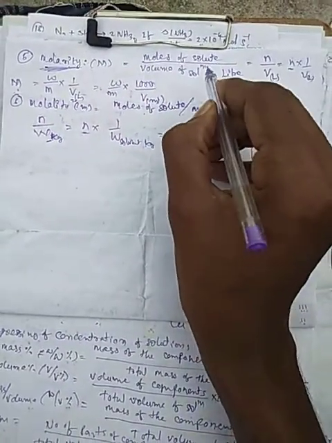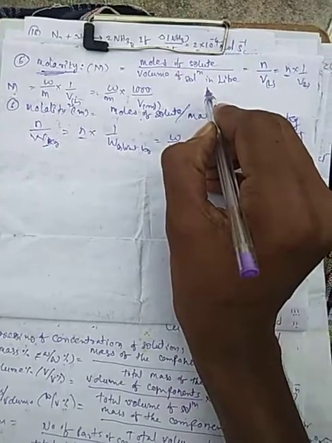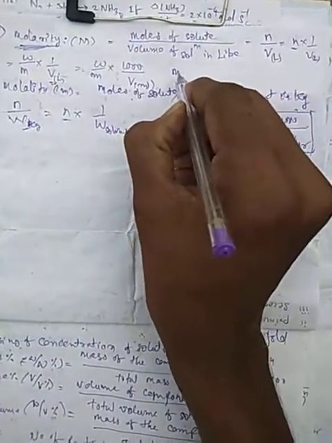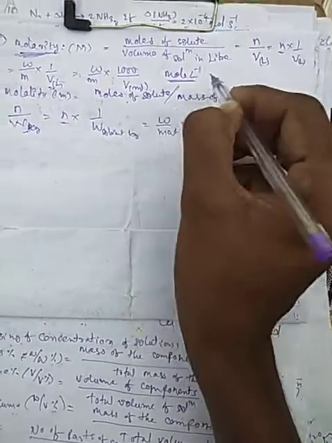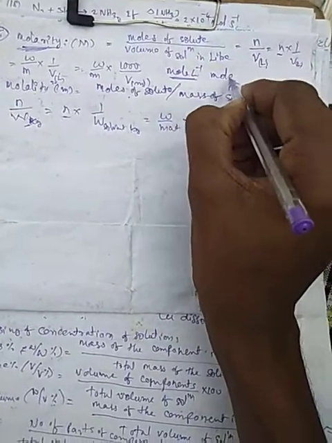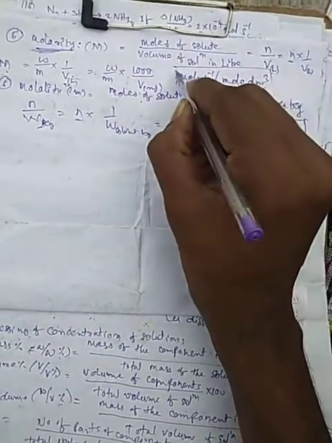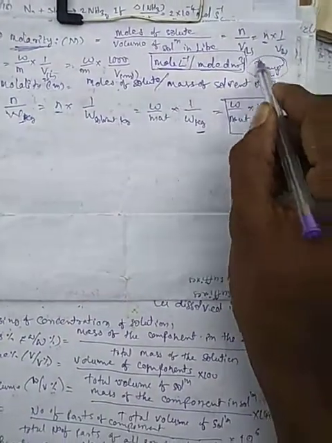Now, the units of molarity. Molarity we can measure in mole per liter, or mole per decimeter cube. In this case it is temperature dependent, because volume is present, and temperature also affects it. If volume is absent, temperature is absent.